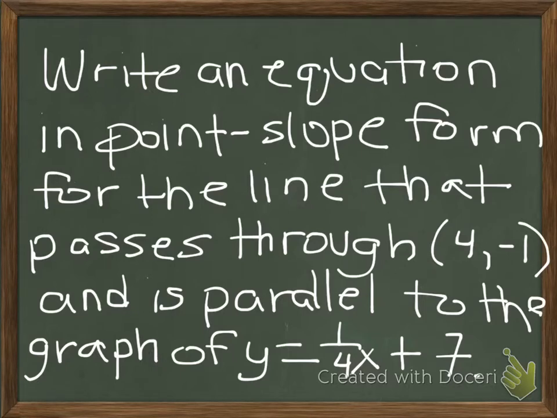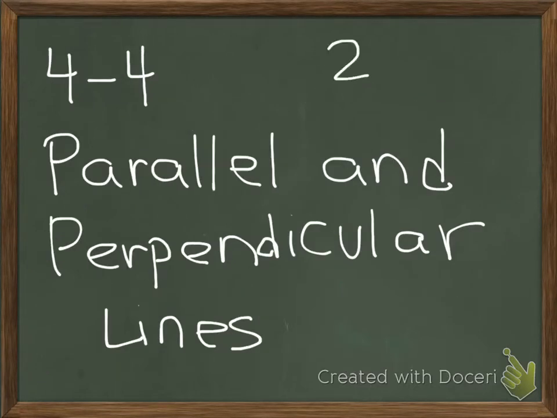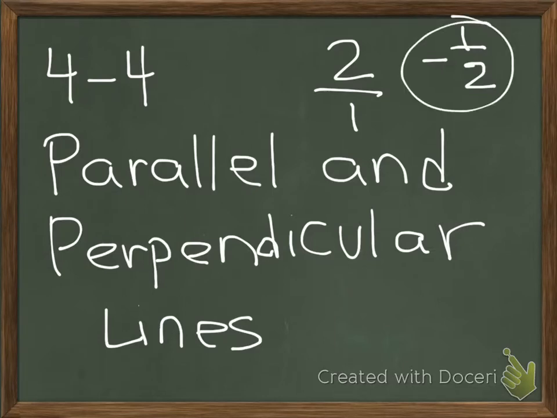Perpendicular lines have opposite signs and reciprocal slopes, meaning if you started with, let's say, 2, the perpendicular slope would be negative and it would be 1 over 2. So you're flipping it, which is the reciprocal. So this would be the perpendicular slope.